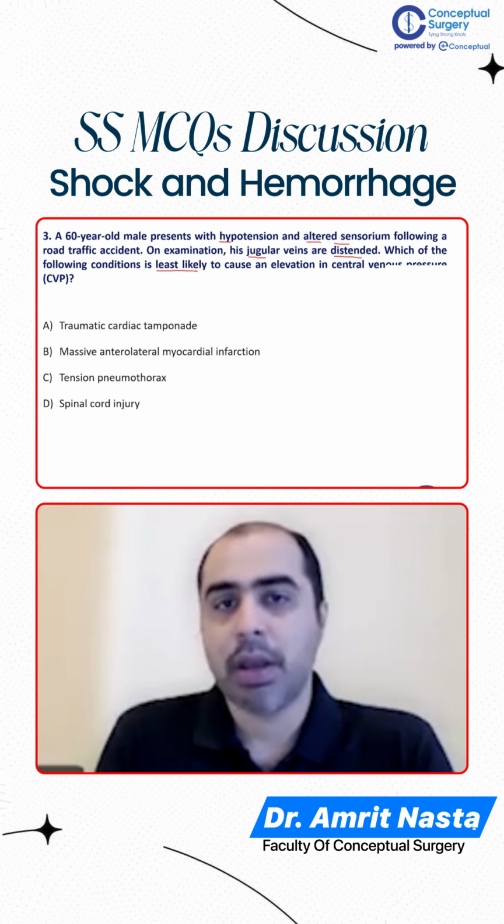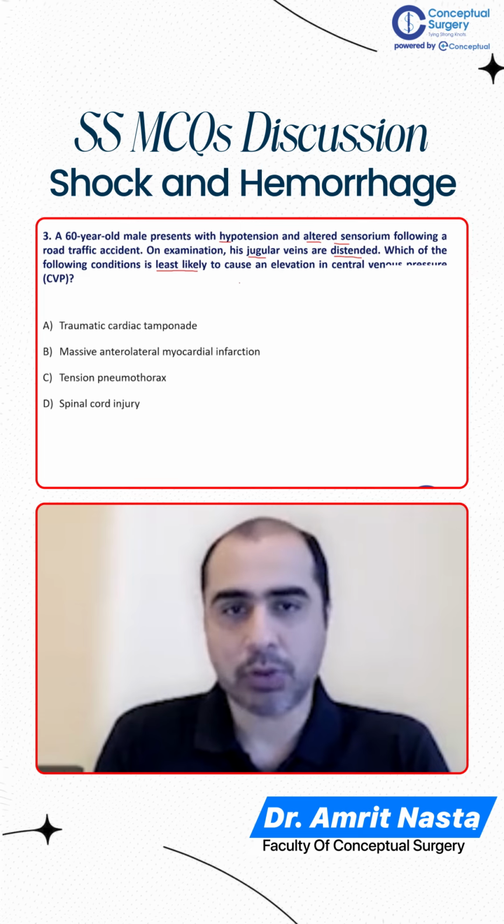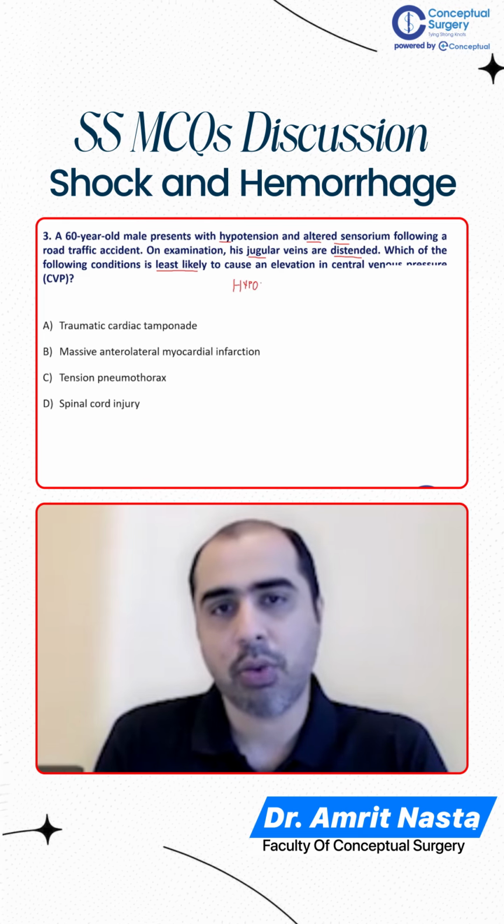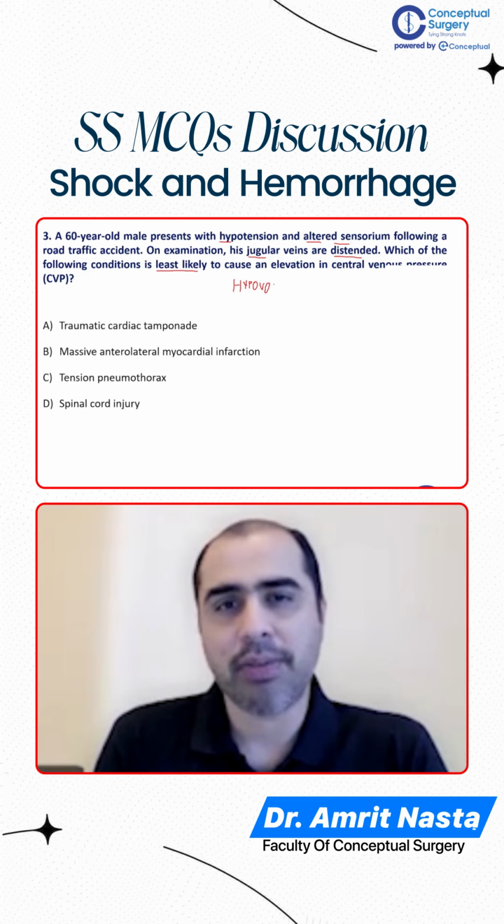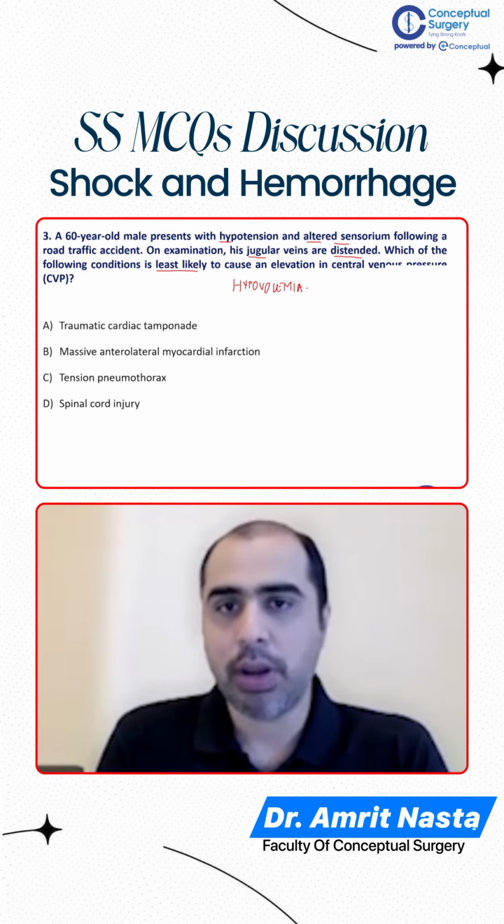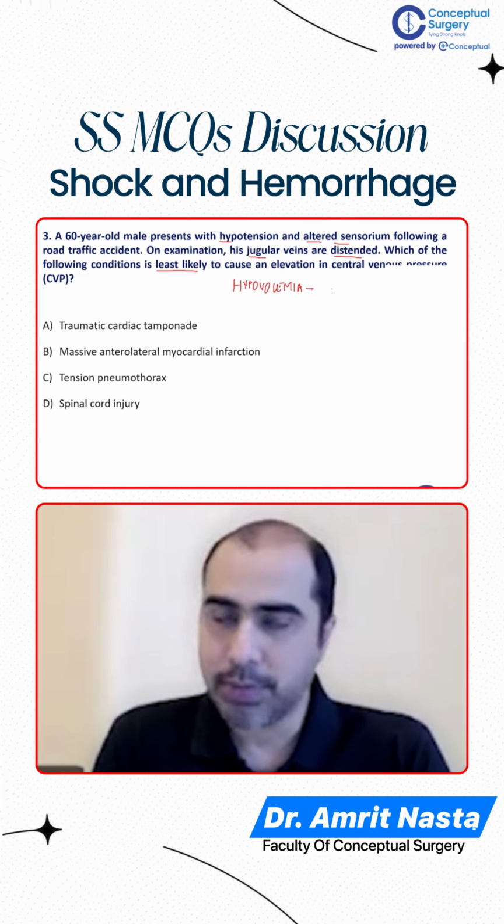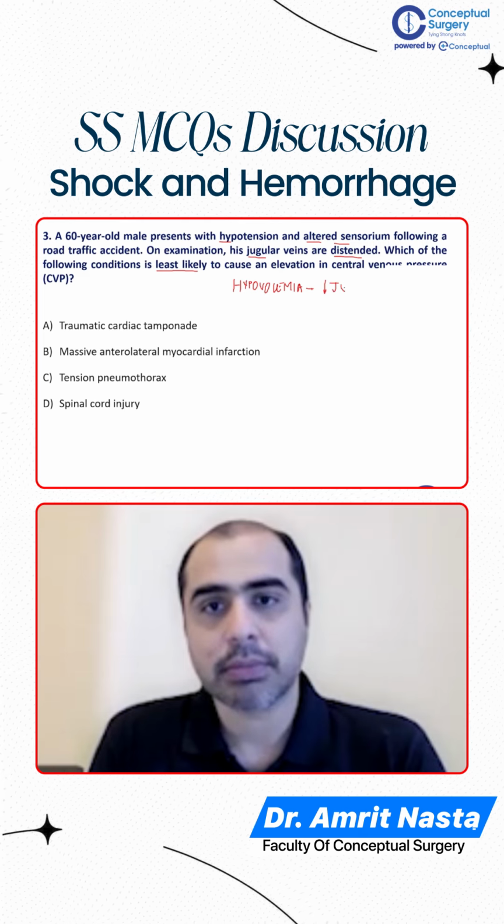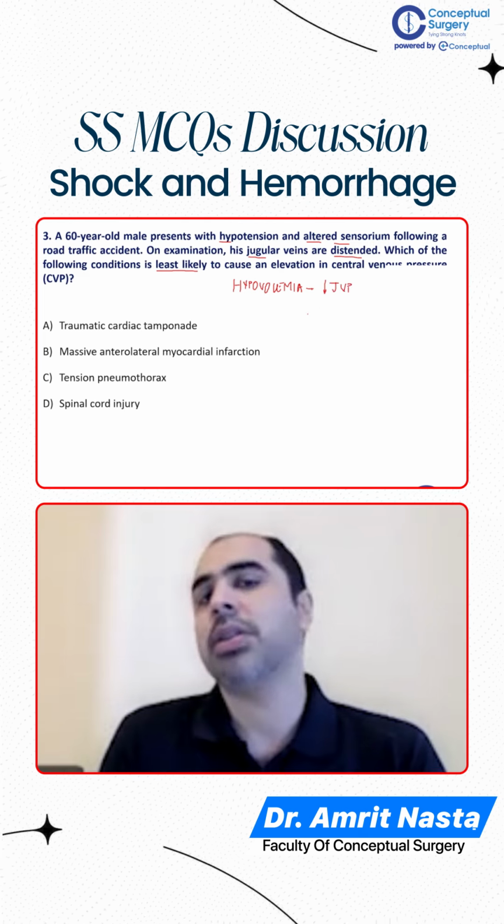Now understand, whenever there is a shock, one of the types of shocks is hemorrhagic or hypovolemic. Typically, a patient with a road traffic accident, if he has hypovolemia because of bleeding, this hypovolemia will cause hypotension, but it will also cause a fall in the JVP.